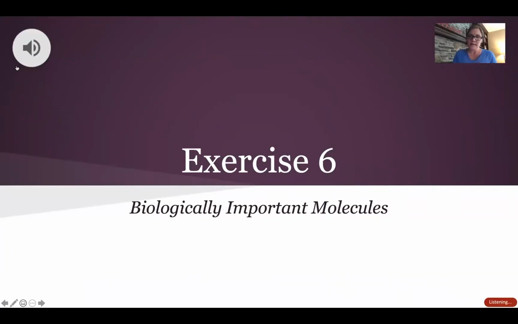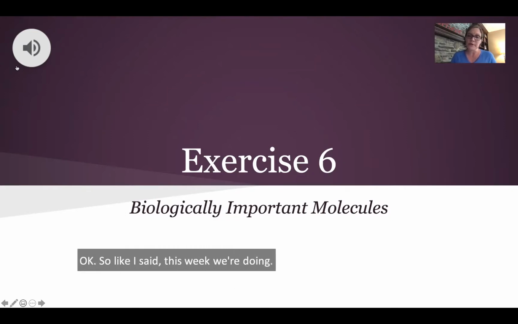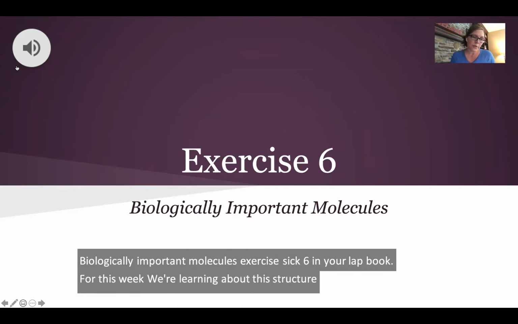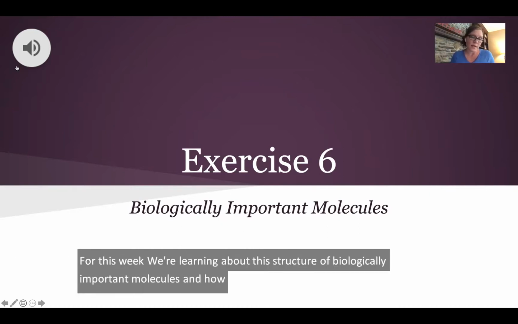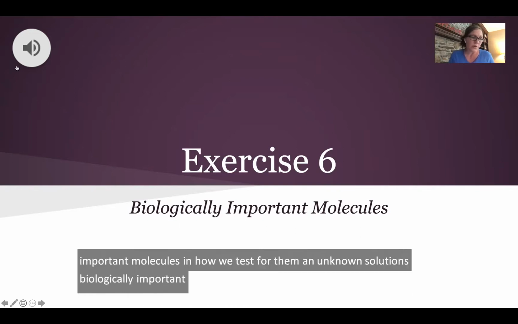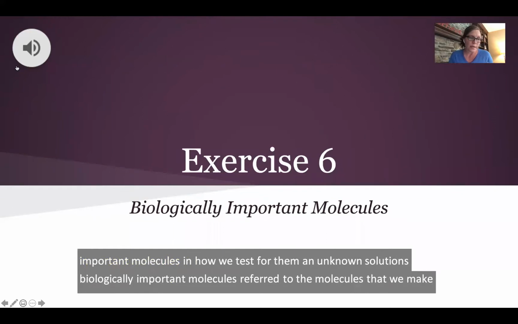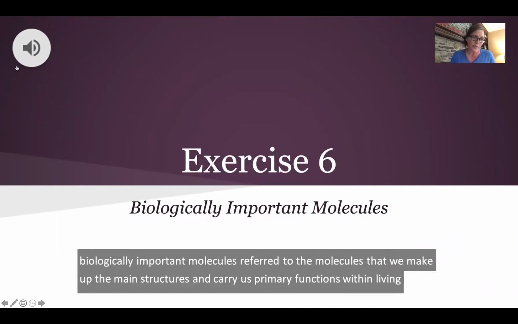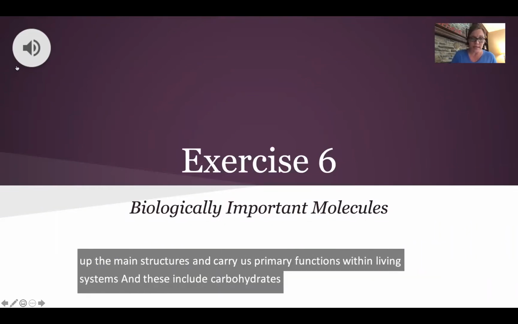Okay, so like I said, this week we're doing the biologically important molecules, exercise 6 in your lab book. For this week, we're learning about the structure of biologically important molecules and how we test for them in unknown solutions. Biologically important molecules refer to the molecules that make up the main structures and carry out primary functions within living systems. And these include carbohydrates, proteins, lipids, and nucleic acids.